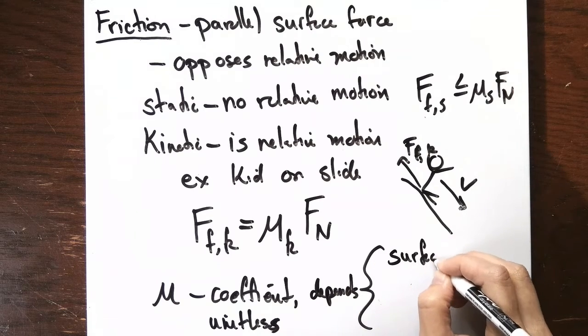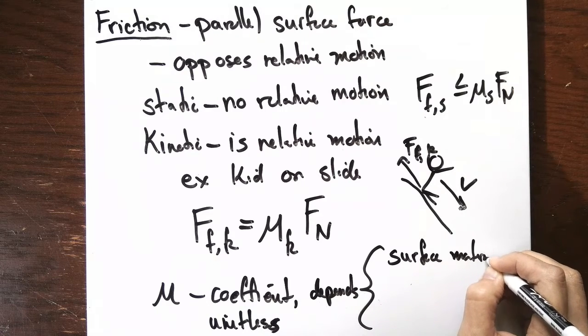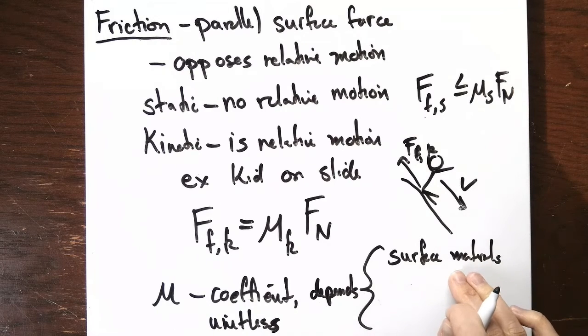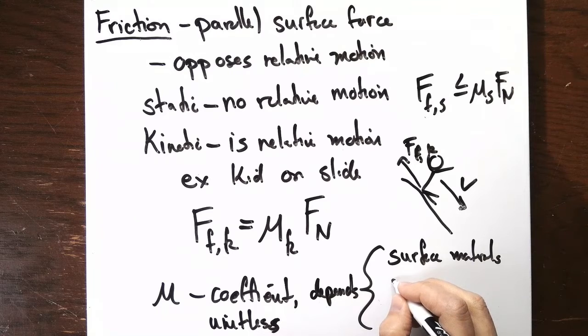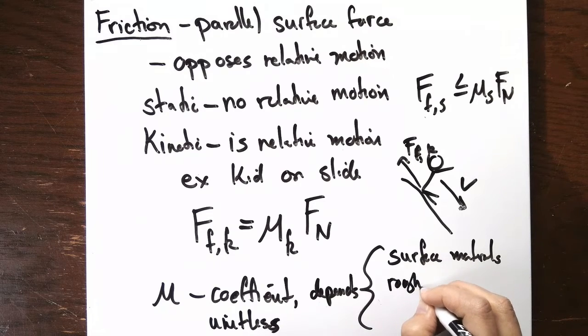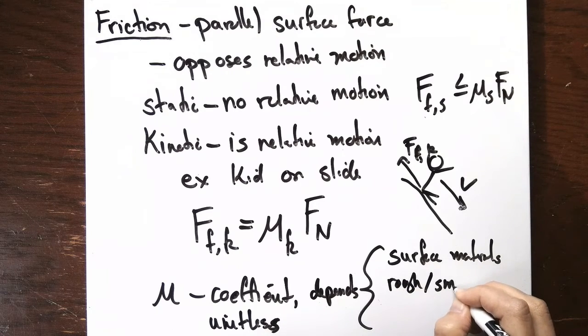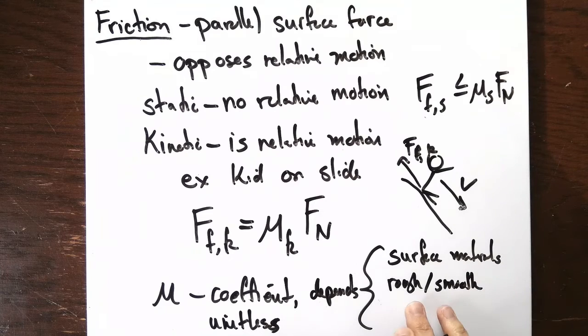So the surface materials, you know, are they tire rubber and asphalt, or ice, or I don't know, whatever else, denim, eggs, Teflon, something like that, whatever they're made of. It's going to depend on sort of the roughness or smoothness of those surfaces. So this is kind of a weird dependence. We'll talk a little bit more about that later.